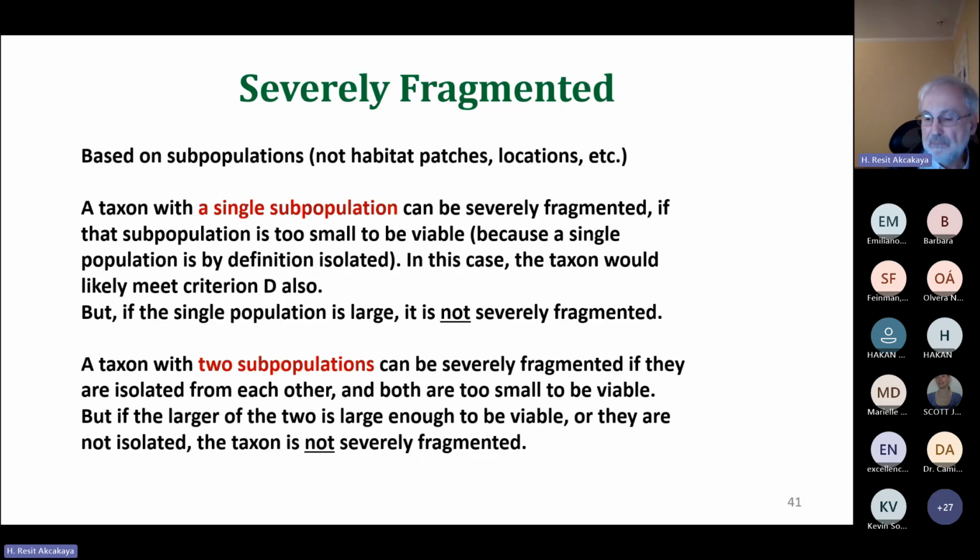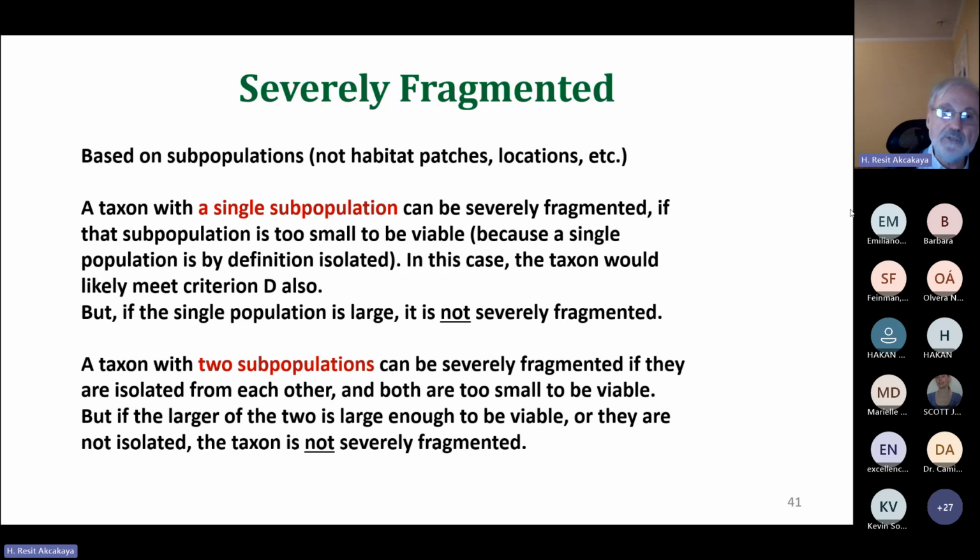Two other clarifications, because again, this comes up. Can a taxon with a single population be severely fragmented? It can be, but the condition for it is that that subpopulation, if it is too small to be viable, then it is considered severely fragmented. Now, this is not an important thing in a sense, because in that case, if there is a single subpopulation and it is too small to be viable, it would probably be meeting criterion D anyway, right? But just for completeness of the logic, that will be considered severely fragmented.